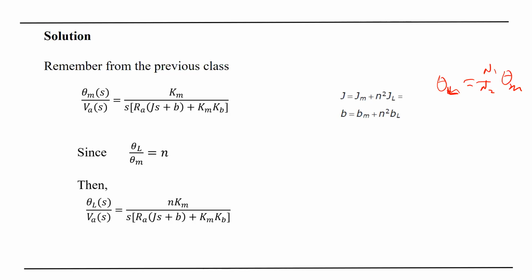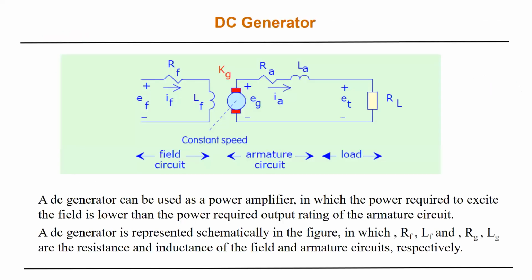Okay, let's move. If there is no question, let's move into another topic. Very simple. DC generator. What does the generator do? Converts the mechanical energy to electrical energy. Exactly. Change the mechanical energy through the speed in here into an electrical energy.